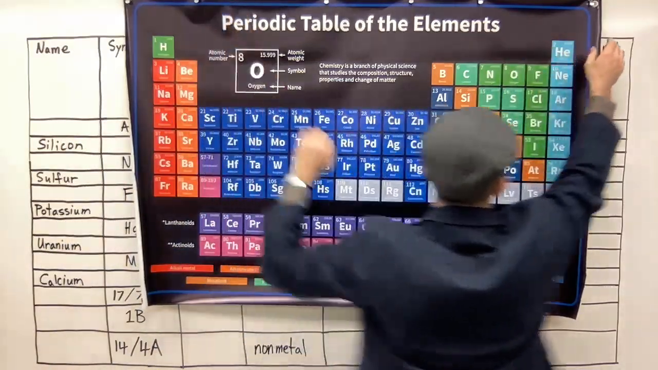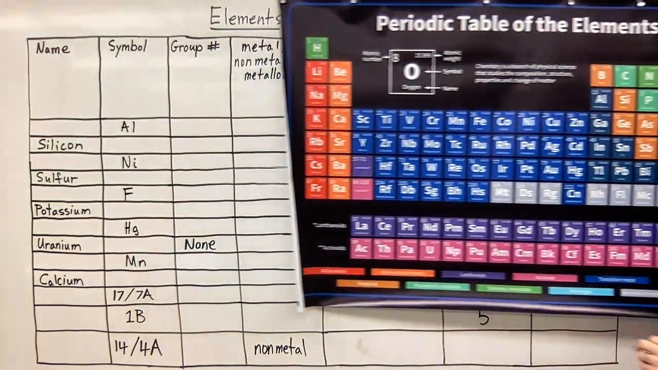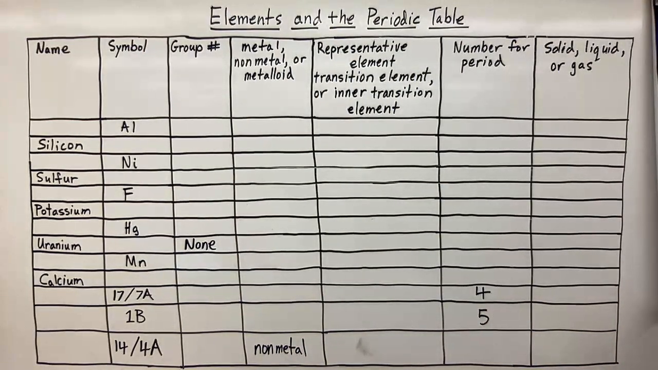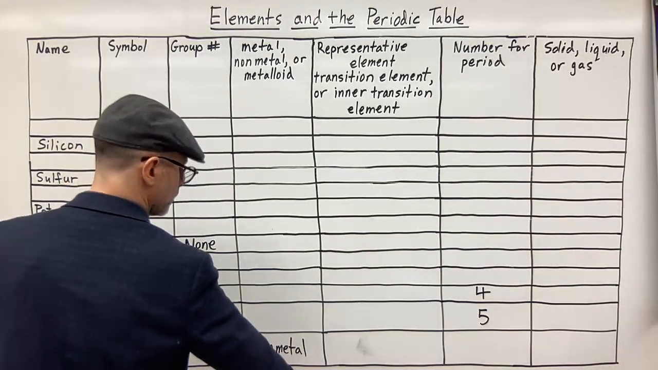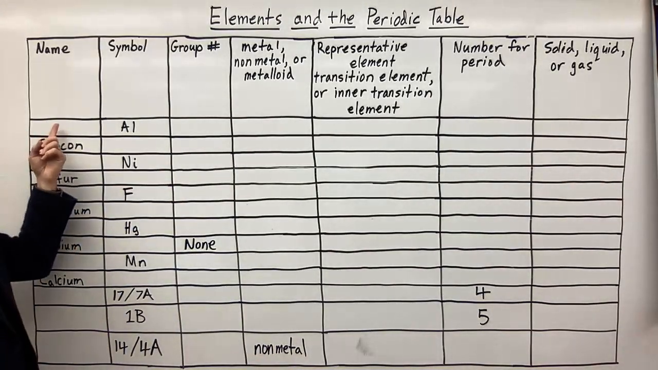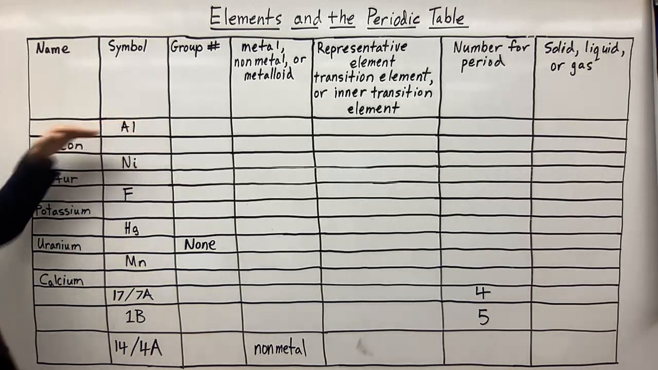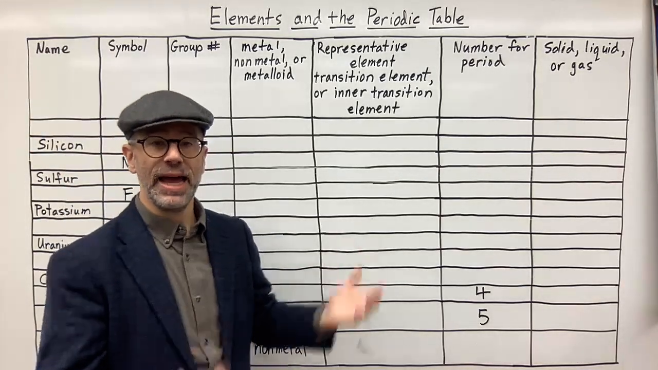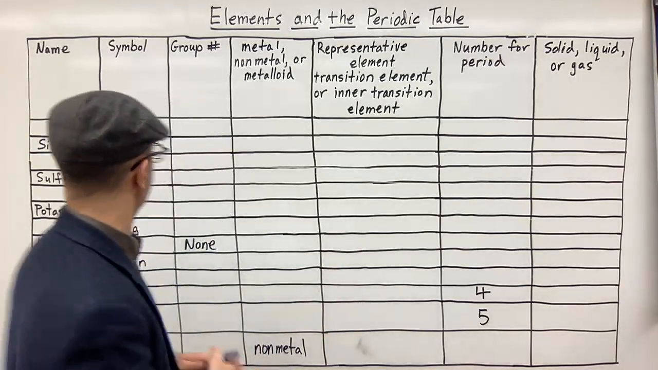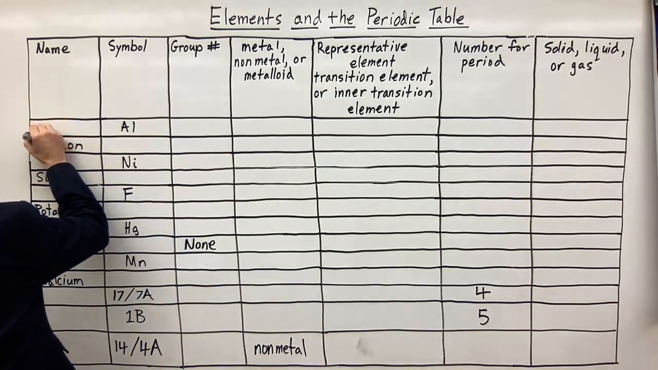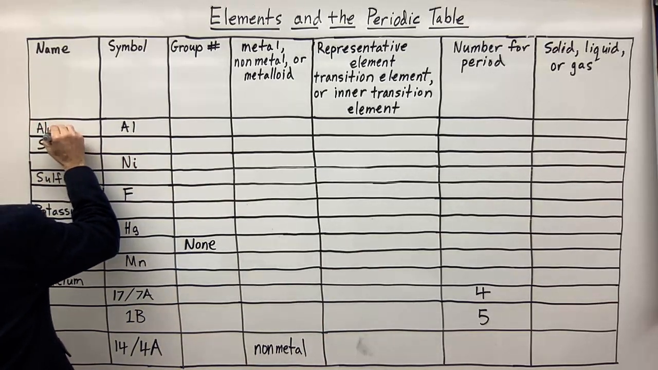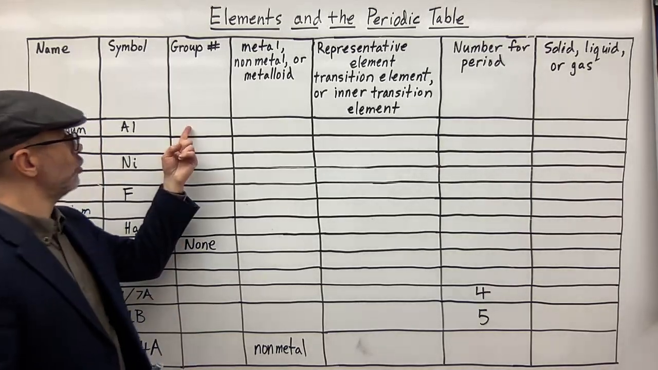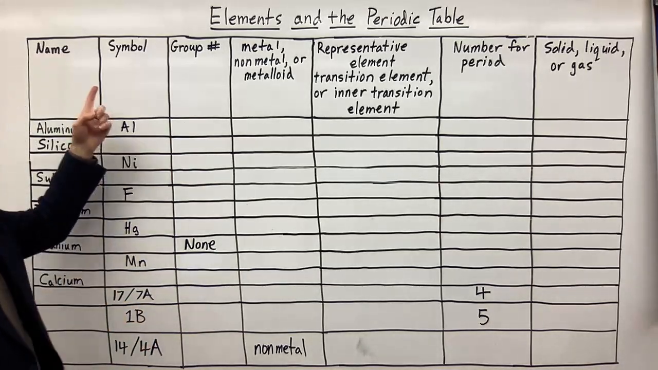Okay, so let me move this out of the way. Okay, let's go ahead and get started. So, first row here, we're given Al. If you look on the periodic table, Al is for aluminum, so the name is aluminum. So we're going to write down aluminum. The group number. Oh, we got the symbol.